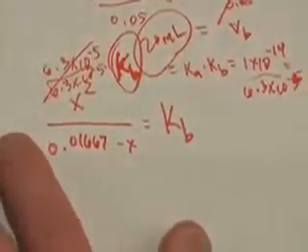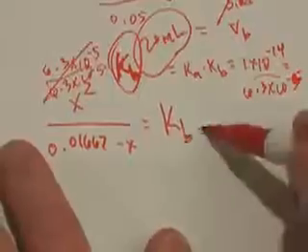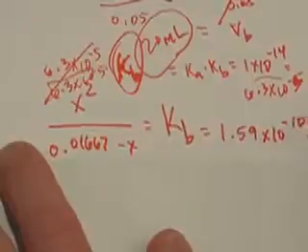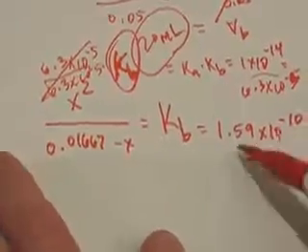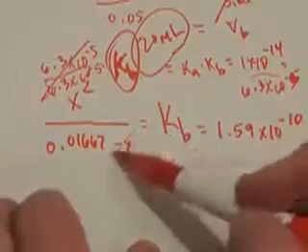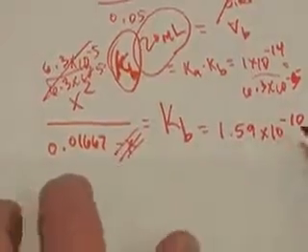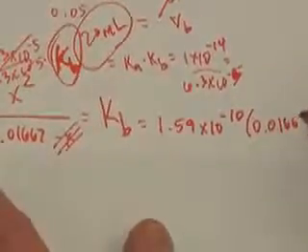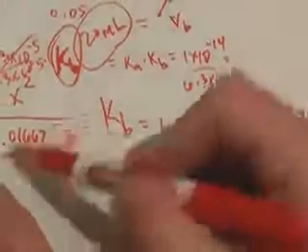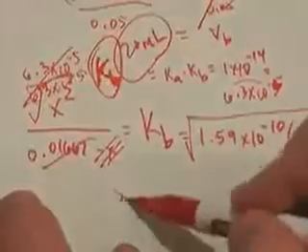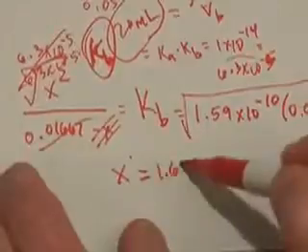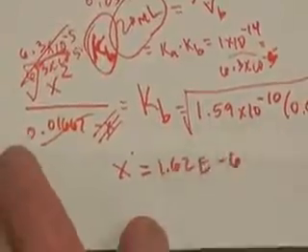Then I can punch that into my calculator and I get a Kb equal to 1.59 times 10 to the negative 10th. So this is my Kb of the benzoate ion. I can ignore this x and say that it's small. Multiply both sides of the equation by 0.01667. That makes this cancel. And then of course take the square root of both sides. And when I do that, I get x equaling 1.62 times 10 to the negative sixth.